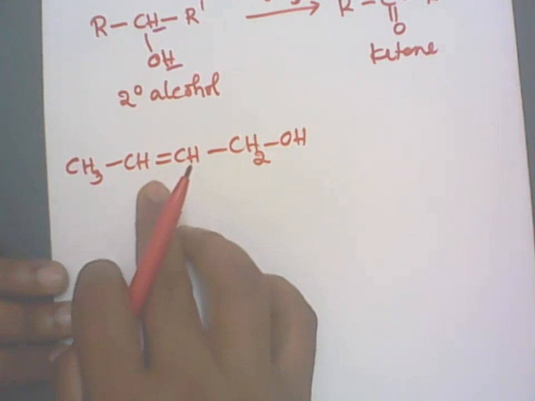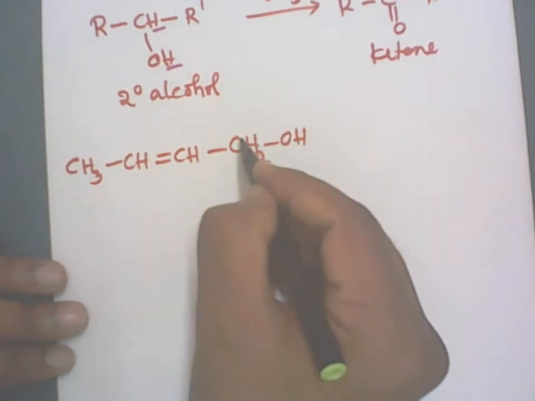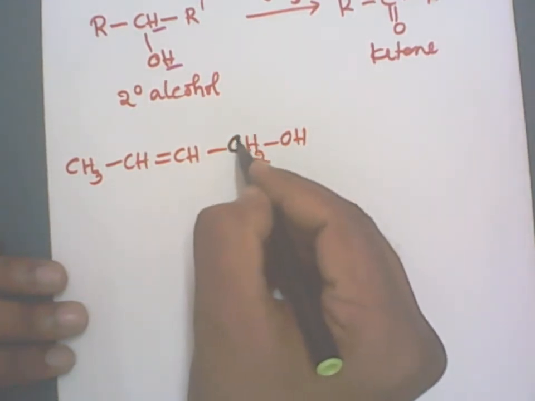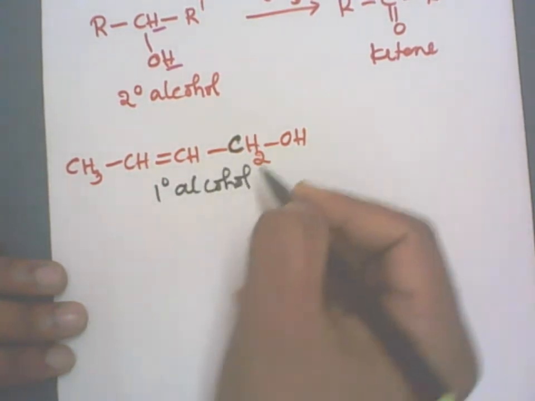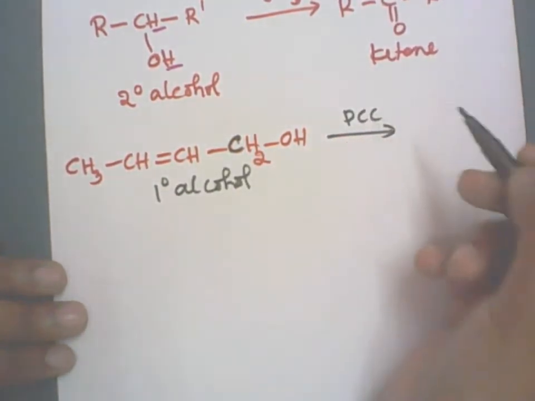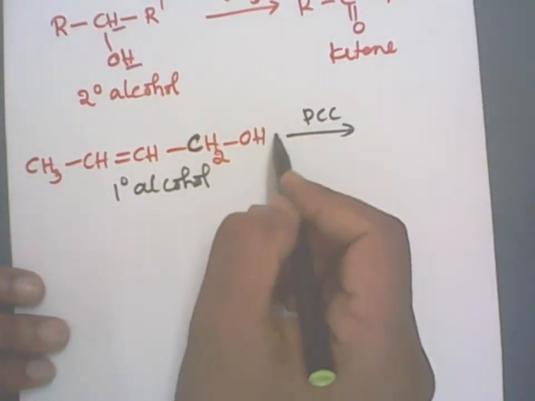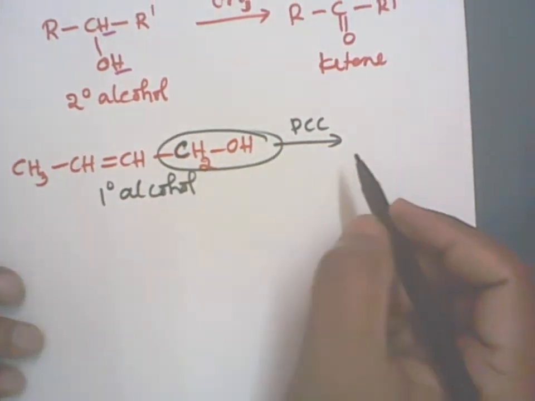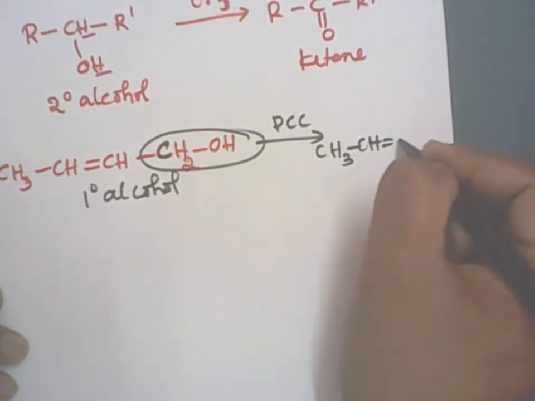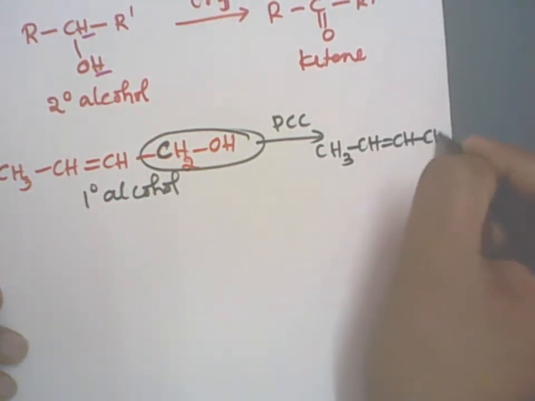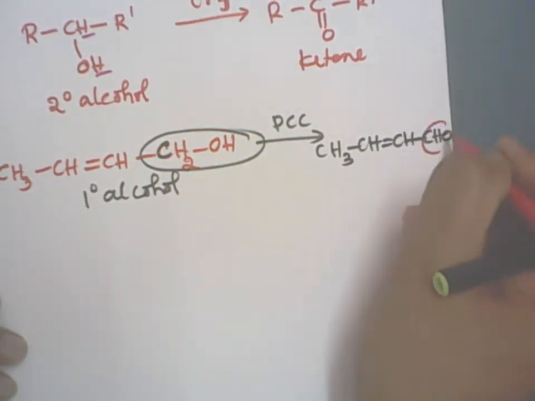Okay, let us check. We have here the alcohol. This OH group is attached to a carbon atom, and this carbon is directly attached to only one carbon atom. Therefore, it is a primary alcohol. Correct? I can make use of the PCC. Pyridinium chlorochromate, a mild oxidizing agent, converts primary alcohol into the aldehyde state. That is CH3 CH double bond CH, then single bond CHO, right? So CH2OH becomes a CHO group.